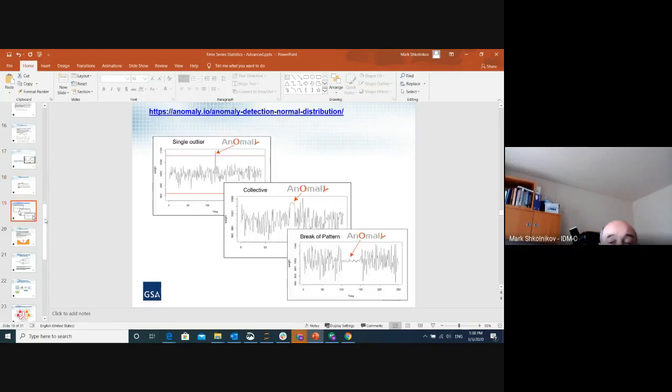So this is a link to an interesting site, an interesting company called Anomaly. They have an article about how they detect anomalies in the weight of, I believe, a bag of rice or something else. I use it because they have nice pictures to illustrate. So this would be an outlier over here. Here would be an illustration of a collective anomaly.